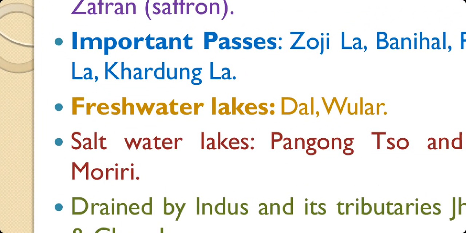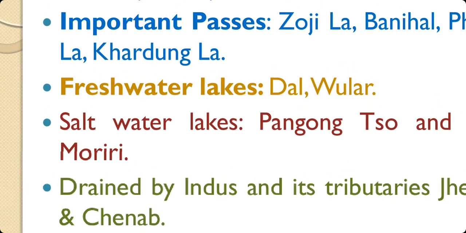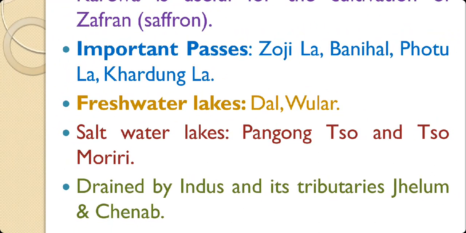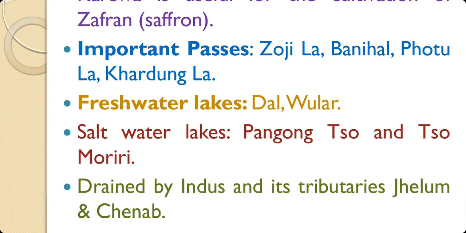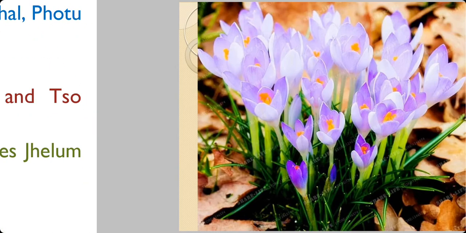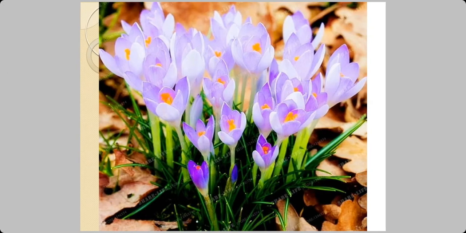Then there are some lakes here. There are freshwater lakes as well as saltwater lakes. The freshwater lakes are Dal Lake and Ular Lake, and the saltwater lakes are Pongang So and So Moridi. The word So means a lake. Now, this region is drained by the Indus River and its tributaries, Jhelum and Chenab.